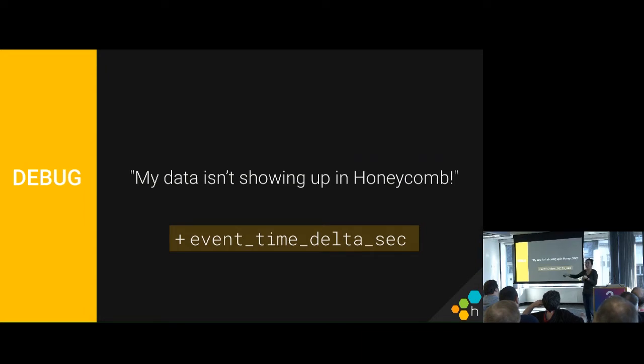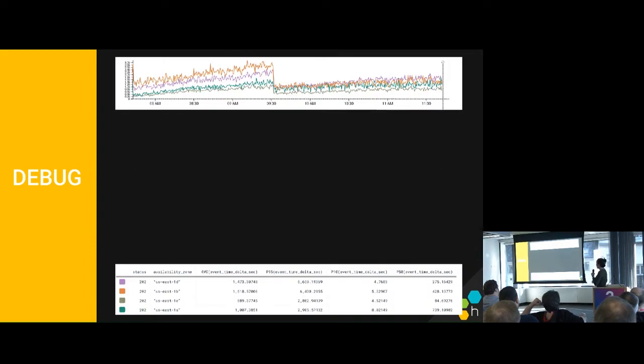This field, with an awkward name, was event time delta sec. It measured the difference between the timestamp the user meant to send when something happened on their servers and when it hit our API. Then we could visualize it and show the average of that value over time. Immediately we see this concerning sawtooth pattern: something's growing, dropping, and it doesn't show up for any other customer. It might be something on their side.